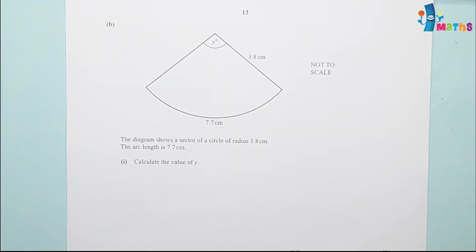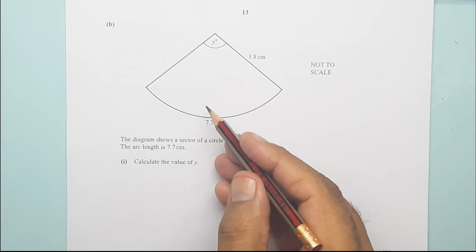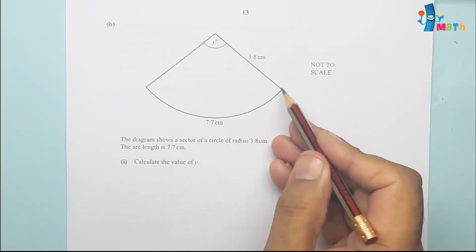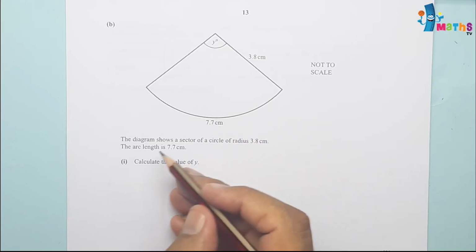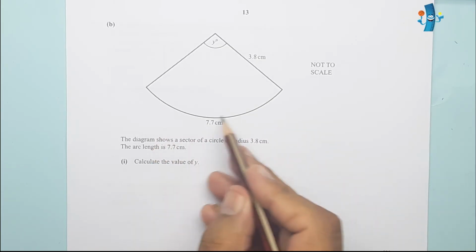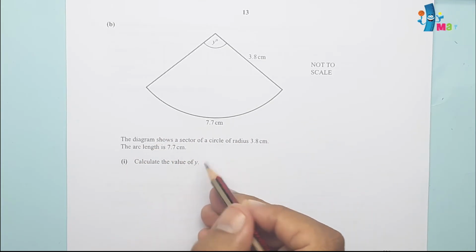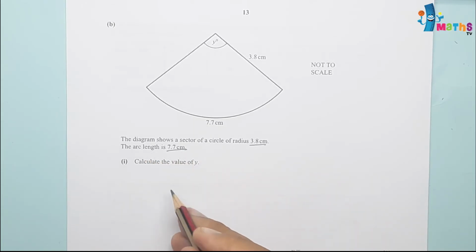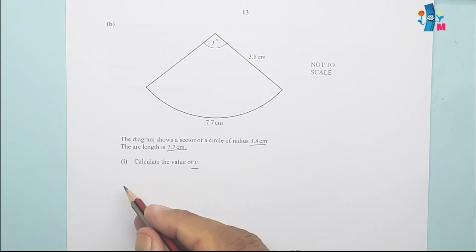B part of the same question. A sector is given with radius 3.8 and arc length 7.7. The diagram shows a sector of a circle of radius 3.8 and arc length of 7.7. Calculate the angle y. We can calculate this y by the sector formula.